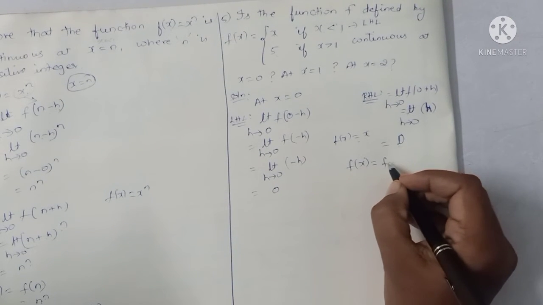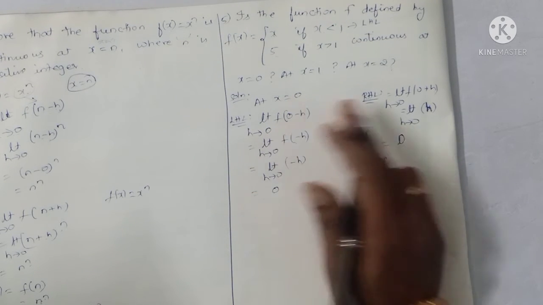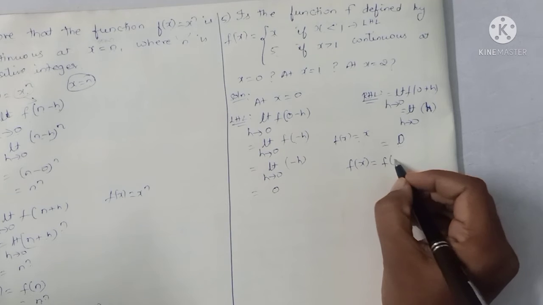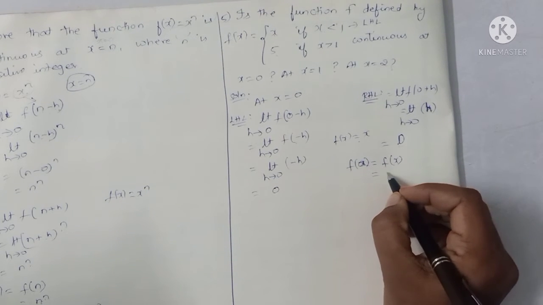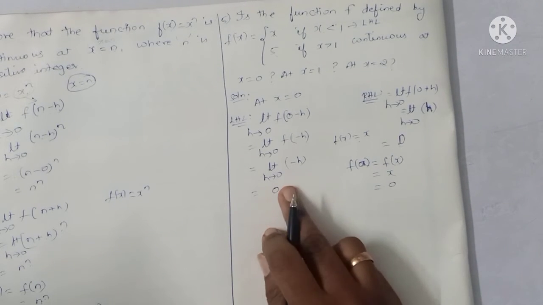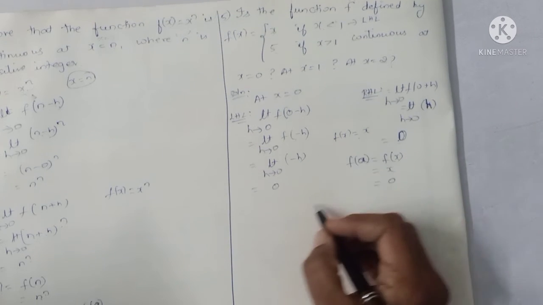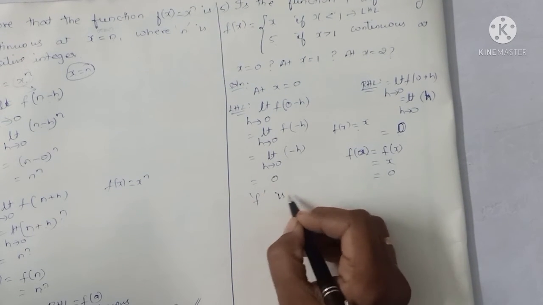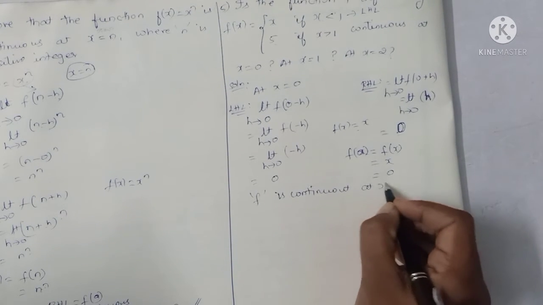Now f of a. So what will be f of a at x is equal to 0? f of a is equal to f of x, which is nothing but, what will be f of x? x. So when I apply 0, we get 0. So left hand limit equal to right hand limit is equal to f of a. So therefore we conclude that f is continuous at x is equal to 0.